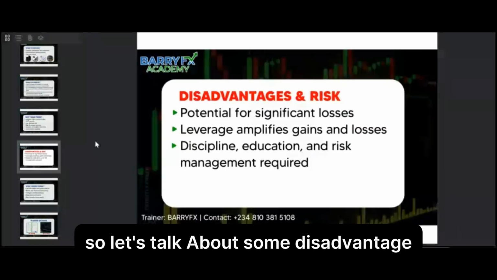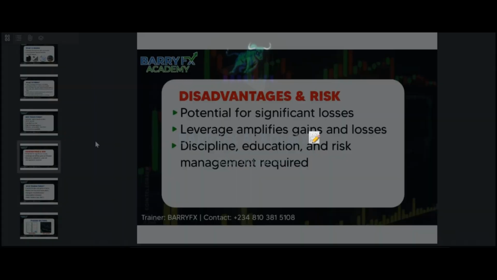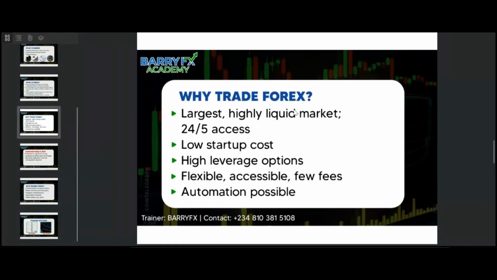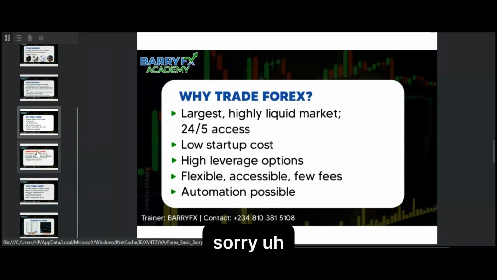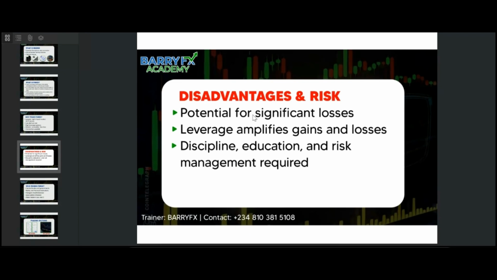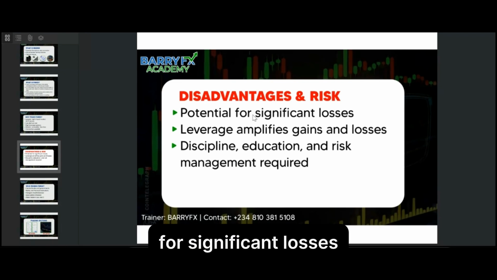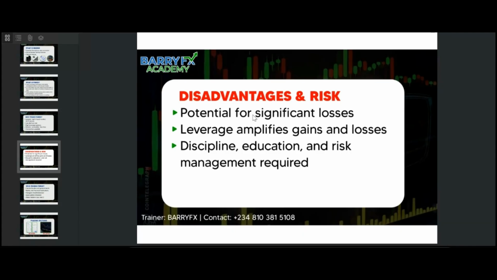So let's talk about some disadvantages. Sorry, that was one of the advantages, why I trade forex, and this is the disadvantage. I made a mistake on that. We'll be emphasizing this potential for significant losses. So one of the disadvantages of forex is you lose money.